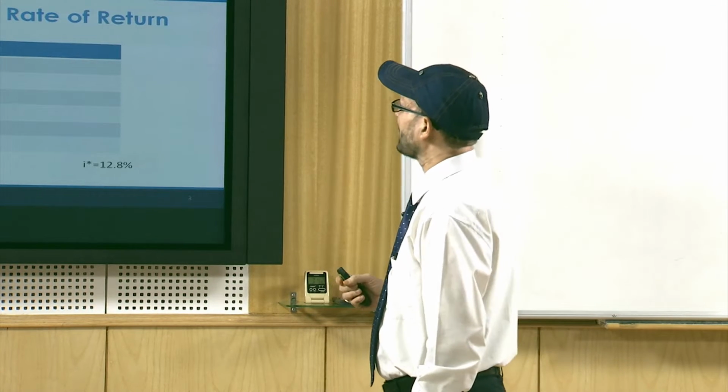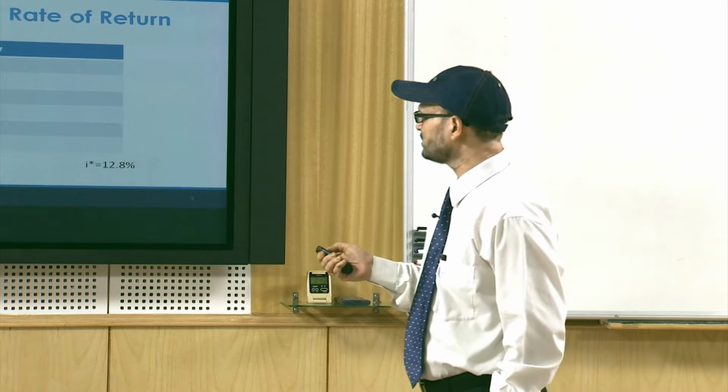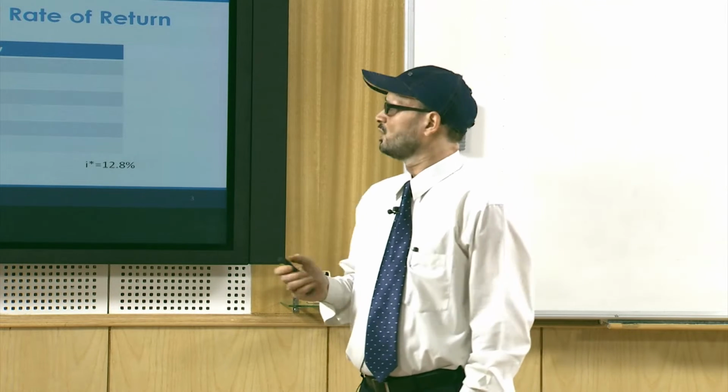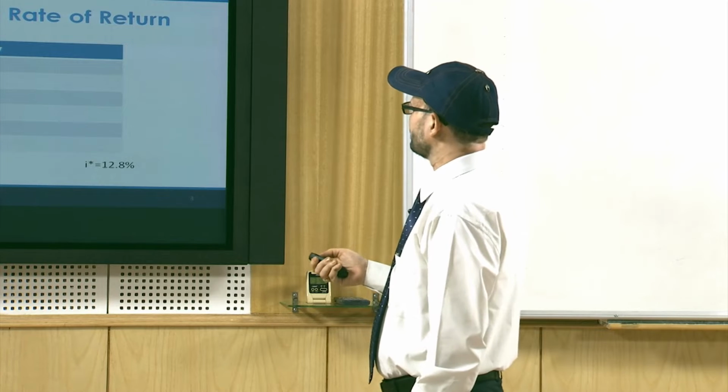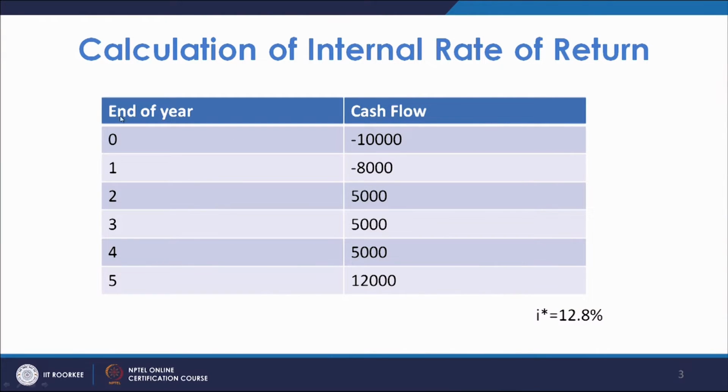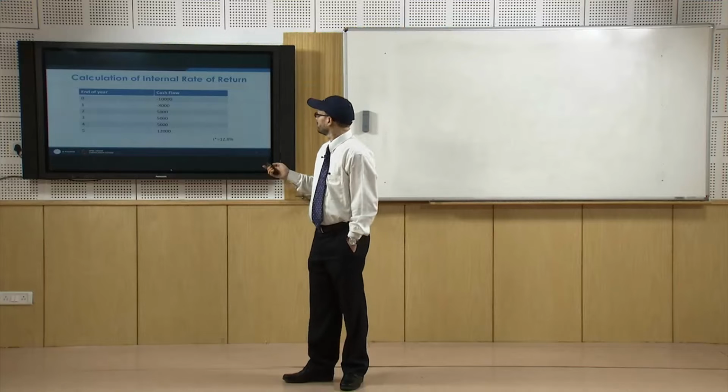Let us see an example. This is a cash flow diagram which tells that at year end 0 you have a disbursement of 10,000 rupees, at year end 1 you have a disbursement of 8,000 rupees, then from 2 to 4 there is a receipt of 5,000 rupees, and there is a receipt of 12,000 rupees at year end 5. We have to calculate the internal rate of return for this particular investment.